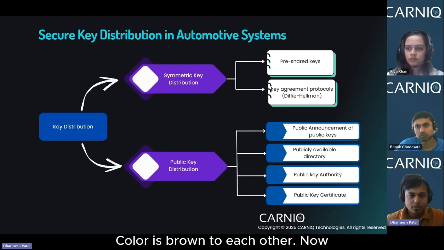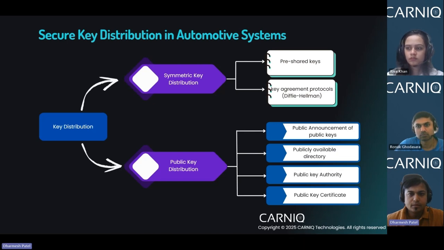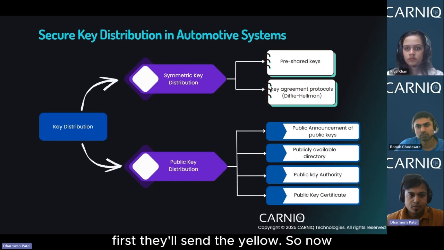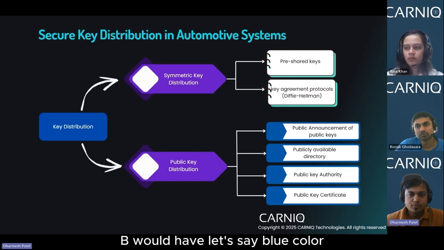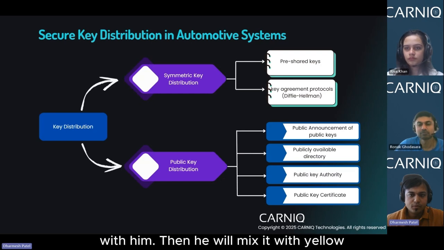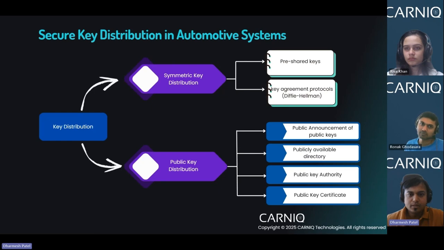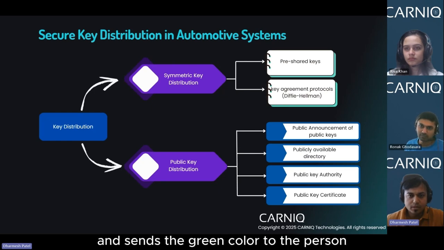Color is brown to each other. Now both persons publicly agreed that first they'll send the yellow. So now person A has the red color. He will mix it with yellow and send the orange color to person B. Now person B would have, let's say, blue color with him, then he will mix it with yellow and send the green color to person A.